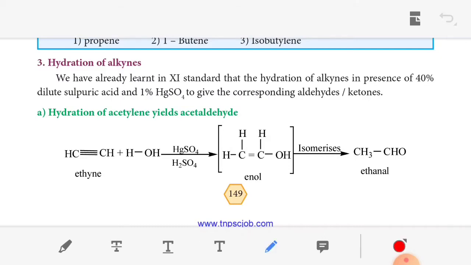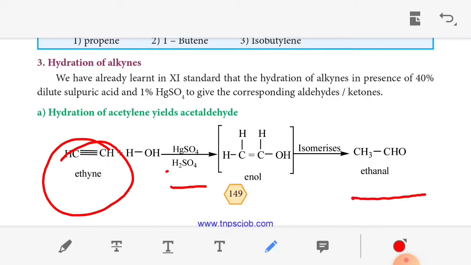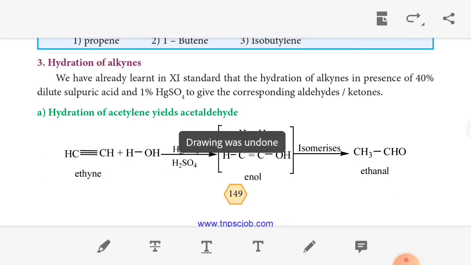This is the formula of acetylene. Hydration means the addition of water molecules. So ethyne reacts with HOH in the presence of 40% dilute sulfuric acid, H2SO4, to form an enol. How many carbons here? 2 carbons. It reacts with HOH to form an enol, since OH is attached. Because the alcohol is ol, this is called an enol. The enol isomerizes to form aldehyde, that is ethanal. So this is the hydration of alkynes.